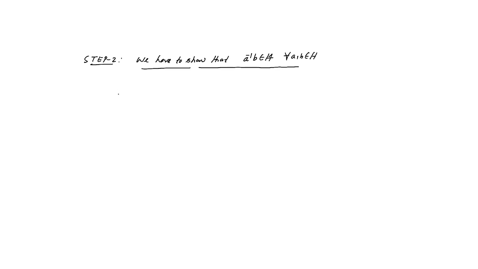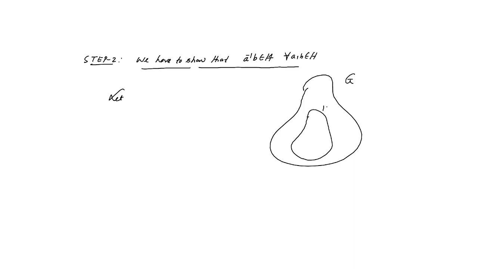Step 2. What will we show? In step 2 we have to show that A inverse B belongs to H, for all A, B belonging to H. That we have to show. So this is our G, this is our H that contains E, already shown. We take any two elements A and B. So let A, B belong to H.